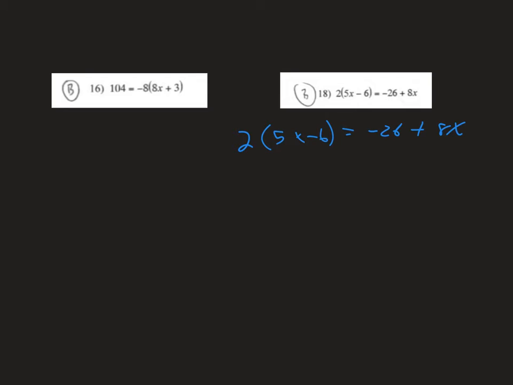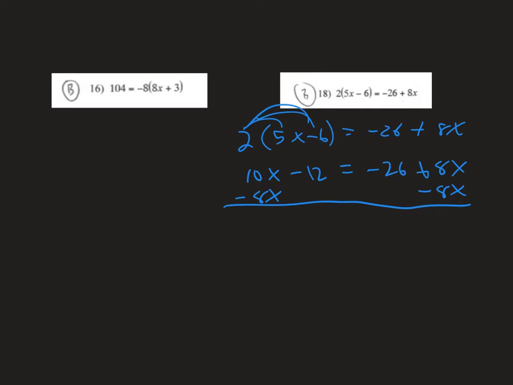Okay, on the next problem, again, I see some distribution, so I need to distribute the 2. So 2 times 5x is going to give me 10x, and 2 times a negative 6 is negative 12, equals negative 26 plus 8x. Nothing to do on the right side. Now we have variables on both sides. So what I'm going to do is analyze where the variables are, who's bigger and positive. 10x is positive, 8x is positive. So if I subtract the 8x from 10x, that will yield a positive 2x.